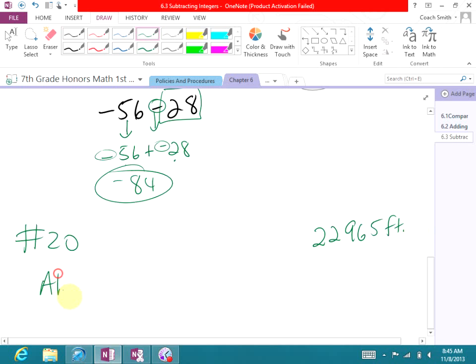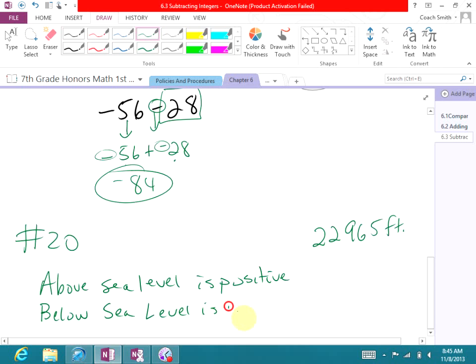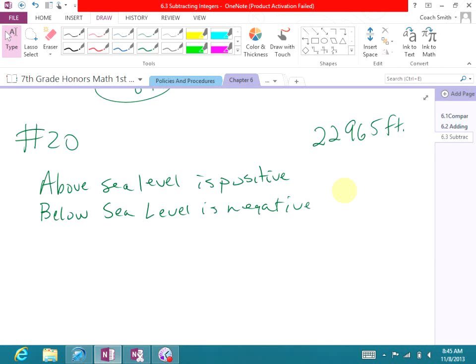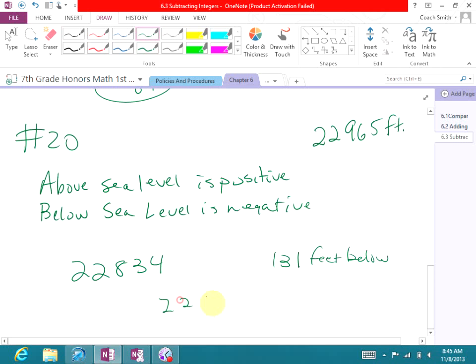Above sea level is positive. Okay? Below sea level is negative. So you take the two parts that they've given you: 22,834, and that's above sea level, and then they gave you 131 feet below sea level. So that would be 22,834 minus, because of the word difference, negative 131.